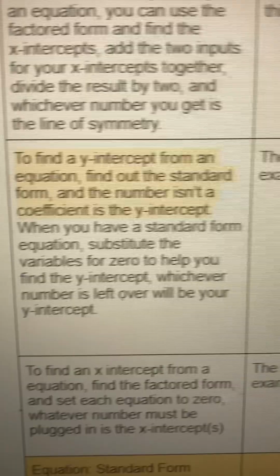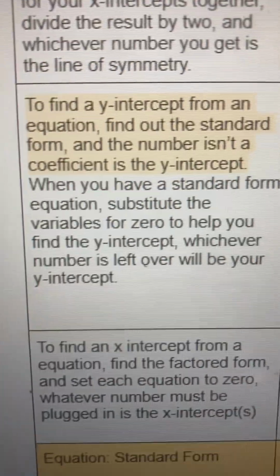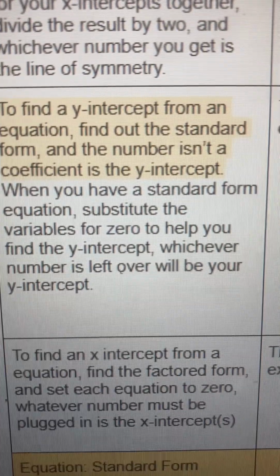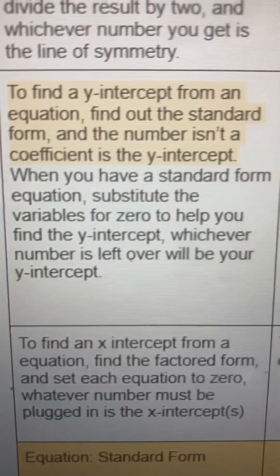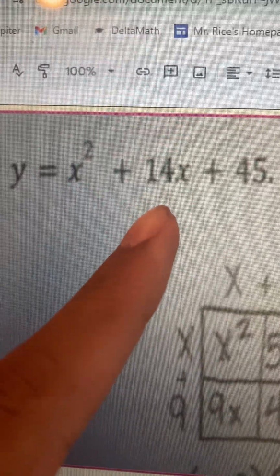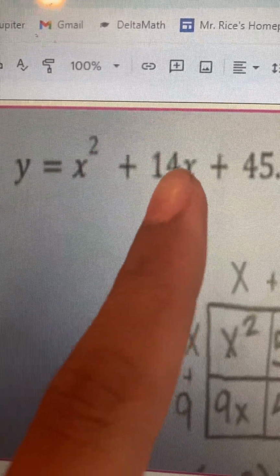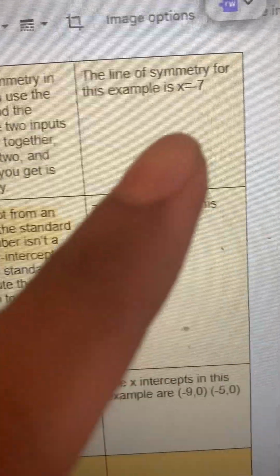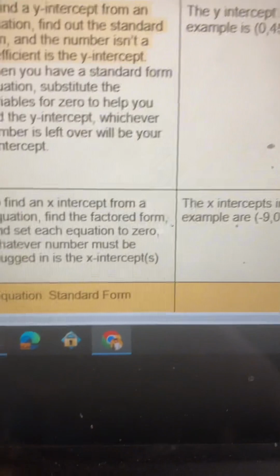Now, as you can see, I have multiple x's in my example, and you're going to want to plug in 0 for each x. So basically, you're going to turn that x squared and that 14x into zeros, leaving only the 45 left over. That 45 is going to be the output for my y-intercept.